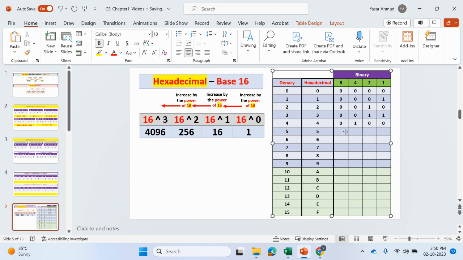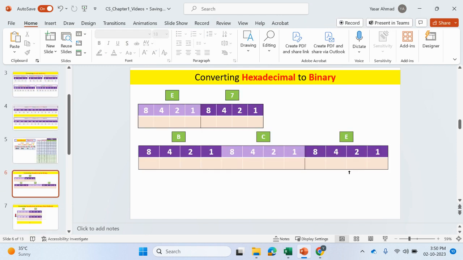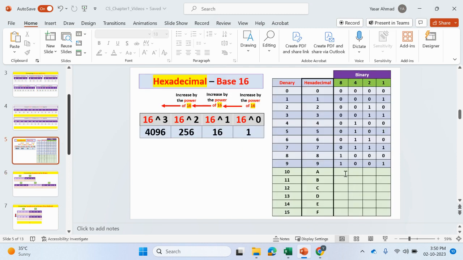Hopefully you guys get the idea now. This is binary, this is hexadecimal, and this is denary here. So we're on 5 now. Put 0, 1. And for 6, it's going to be 4 plus 2. You can see we have a different combination every time. For 7, it's going to be 4 plus 2 plus 1. For 8, it's going to be 1, 0, 0, 0. For 9, it's going to be 8 plus 1, and then 2 zeros in the middle. And we can continue with the letters as well.